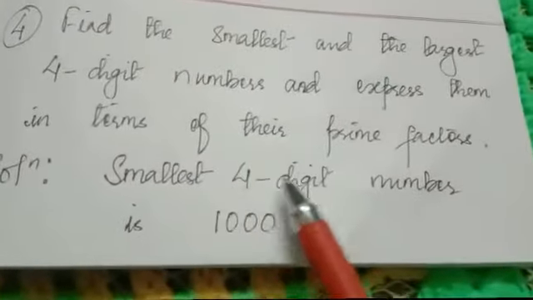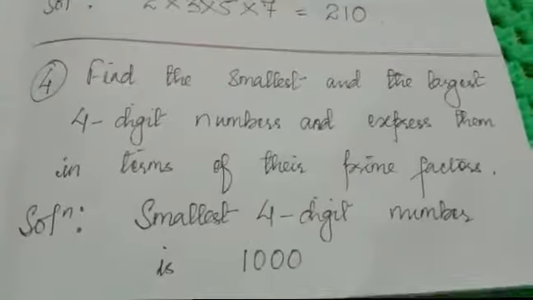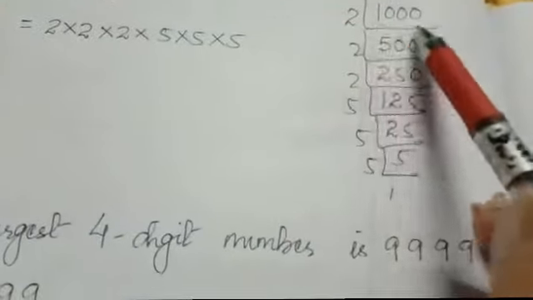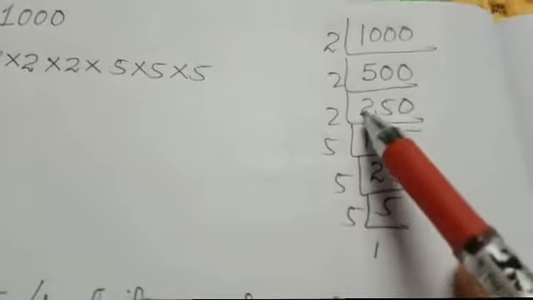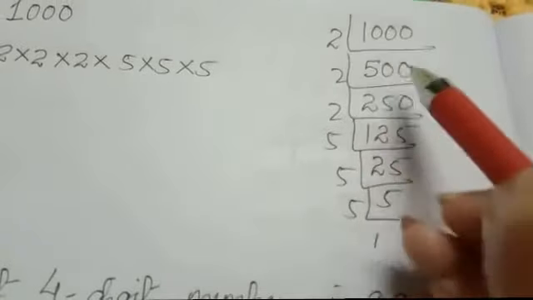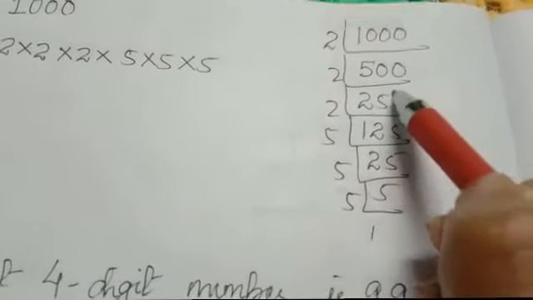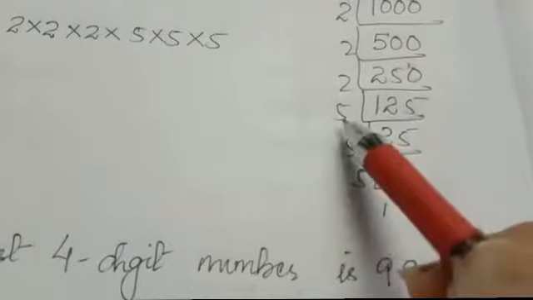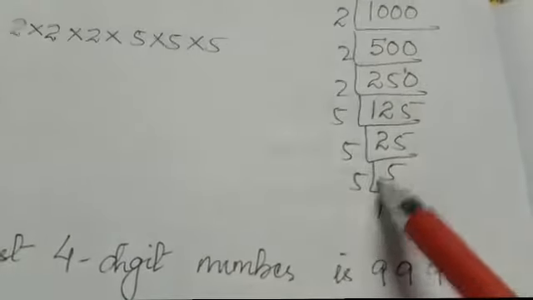So the smallest 4-digit number is 1000. So 1000 we have to write in factor form, factorization. You have to find the factors of 1000. 2 5s are 10, 0 0. 2 2s are 4, carry 1. 2 5s are 10, 0. 2 1s are 2, 2 2s are 4, carry 1, 2 5s are 10. Last digit is 5, so divide by 5, 5 2s are 10, 5 5s are 25, 5 5s are 25.